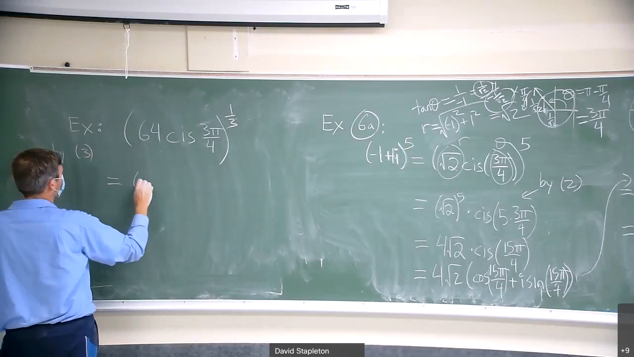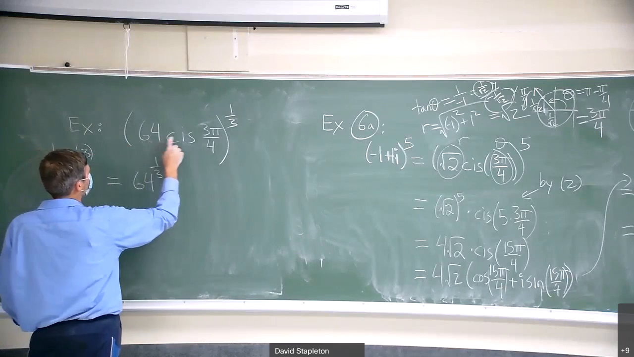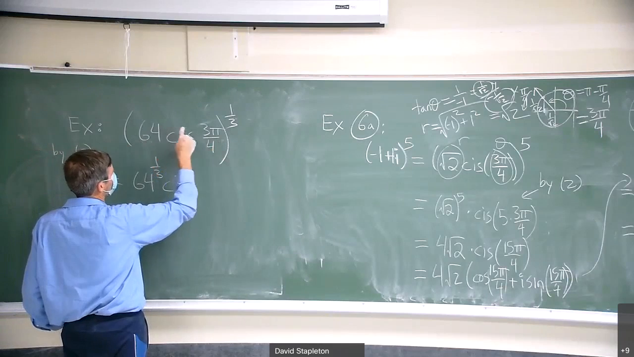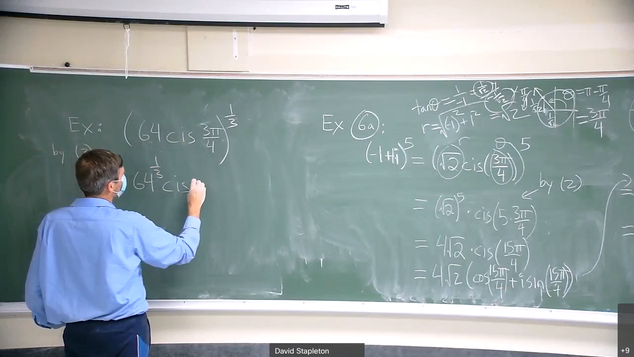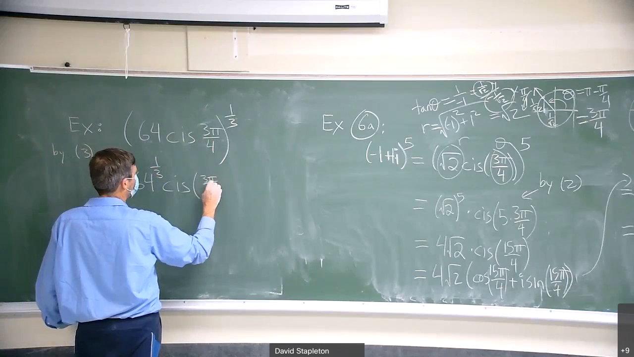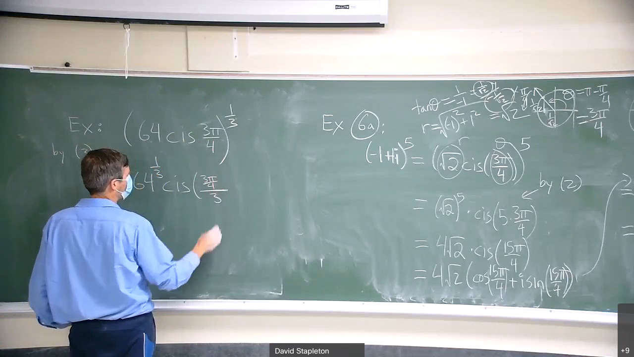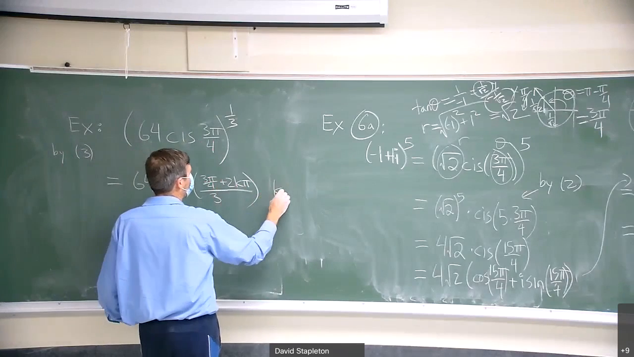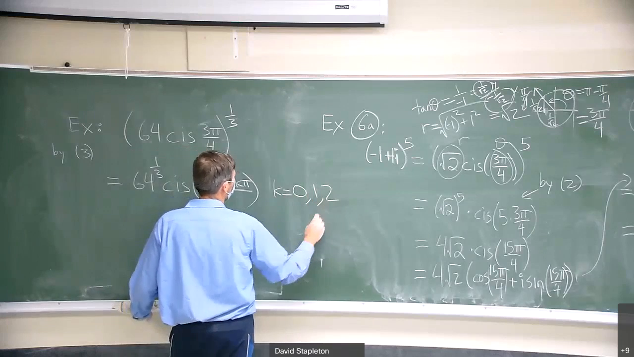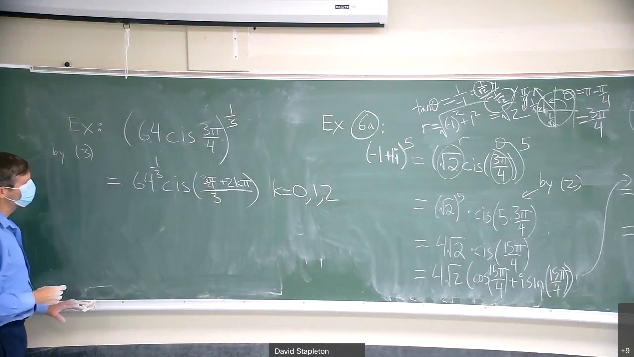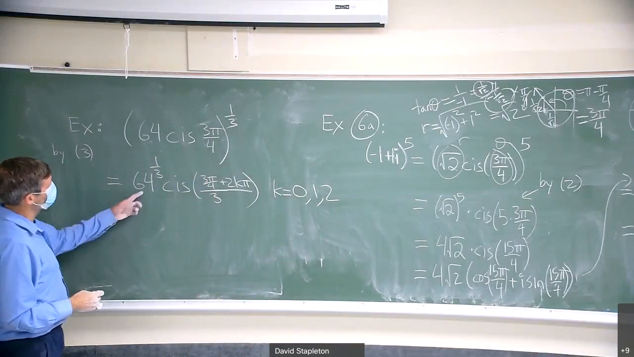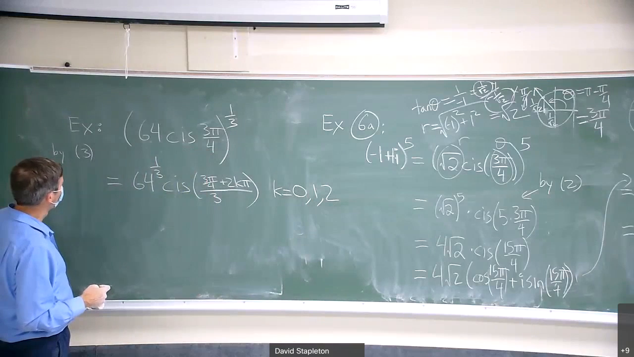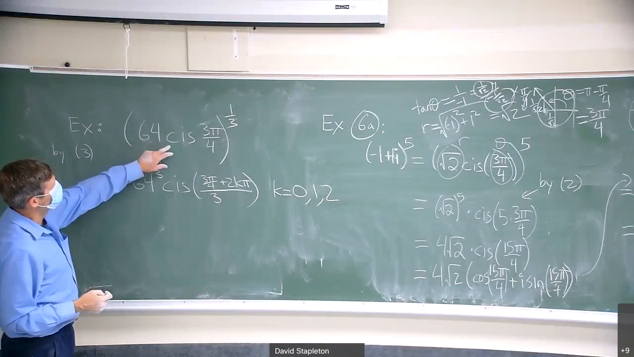Well, by our theorem 3, we have 64 to the 1/3. We take the 1/3 power of the radius, and we take 1/3 of the angle. And we can also add 2k pi up here. We let k be 0, 1, and 2, since n equals 3. So by formula 3, these are the 3 roots of the number 64 cis 3 pi over 4.